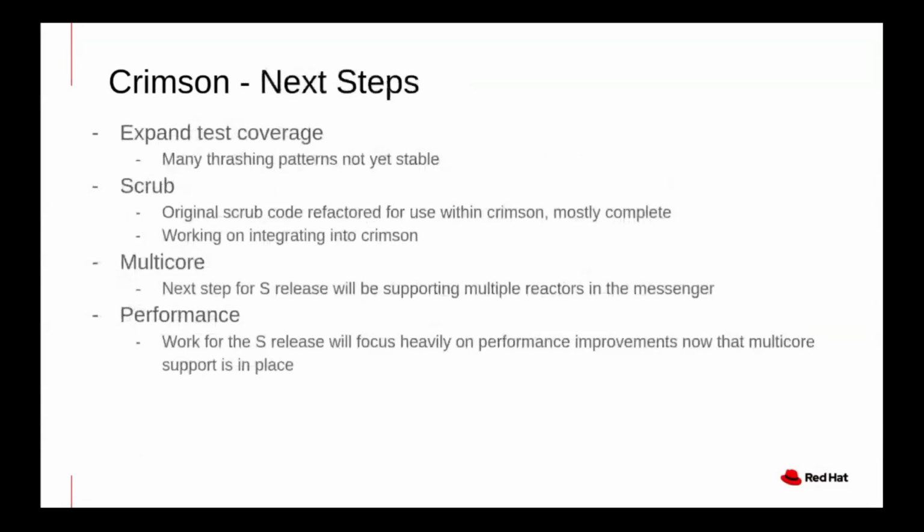So the next steps for Crimson are going to be continuing to expand test coverage. Many of the thrashing patterns, for instance, are not yet stable. We want a scrub implementation because without that, we won't have particularly good confidence in correctness. Some work has already gone into refactoring the scrub use within Crimson, and that's mostly complete. So the remaining work is basically adapting that work into Crimson itself, much like we did with peering.